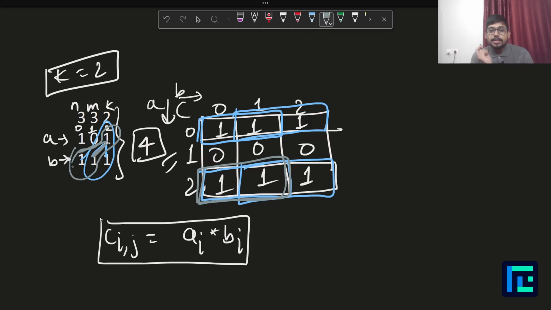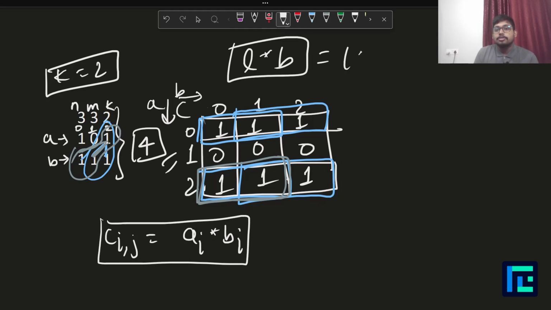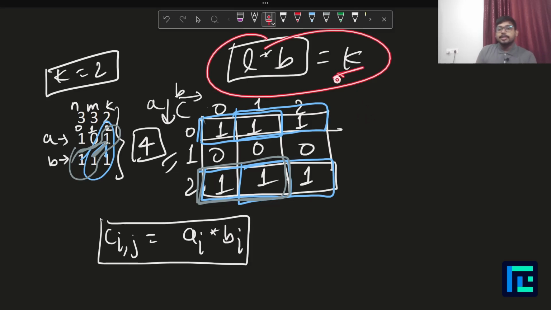So what you can see, again for this one also, if you try to find it, it would be the 0th index of array A and these two of array B, and for this it would be the 0th index of array A and these two of array B. So you can clearly see, whenever you have a subrectangle, let's say that subrectangle has a length L and a breadth B. Then L into B should be K, because the area of the rectangle is K.